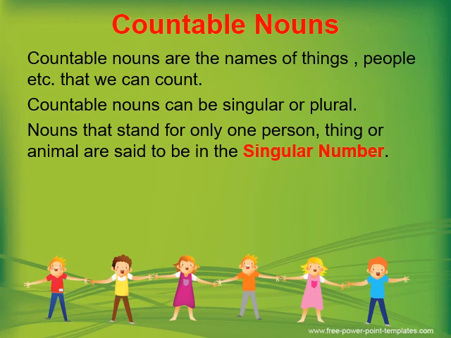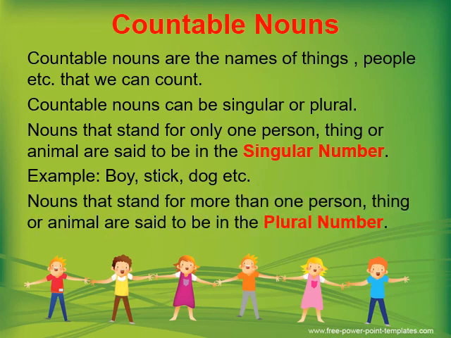Nouns that stand for only one person, thing or animal are said to be in the singular number. Let us see the example. Boy, stick, dog, etc. So, these nouns stand for only one person, one thing or one animal. As boy stands for one boy, stick stands for one stick, and dog stands for one dog. So, these nouns, boy, stick, dog, are in the singular number.